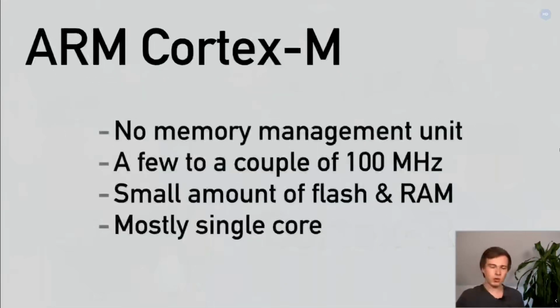Now, what makes a Cortex-M device is that it has no memory management unit. So there's no virtual memory. There's no real way to run a real operating system with process isolation and so on. And also compared to a Cortex-A, they are very slow. So they start at like 20 megahertz or so and go up to a couple of 100 megahertz. And they have very small amounts of flash and RAM. So for example, in most cases, you have a couple of kilobytes of RAM really. So there's not a lot of space on most of these devices. Also, most of the ones that are on the market right now are single core, even though dual core and even more cores are getting more and more common.